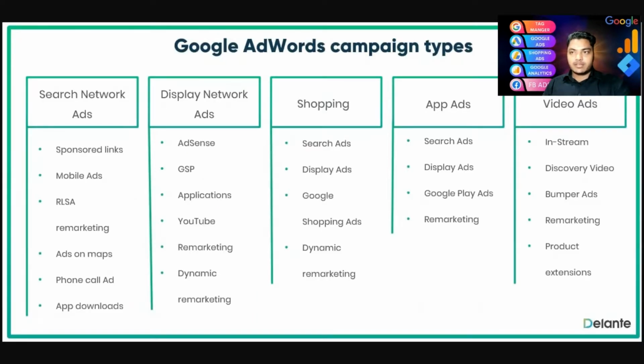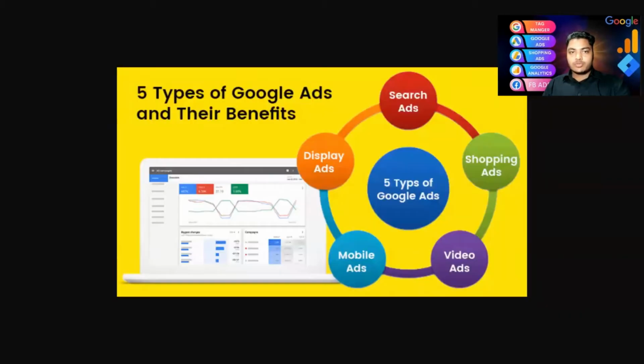So here is another Google AdWords campaign type, and we will talk about it very deeply one by one later. So there are 5 types of Google Ads and their benefits: search, display, mobile ads, video ads, and shopping ads. Google provides 5 types of ads.